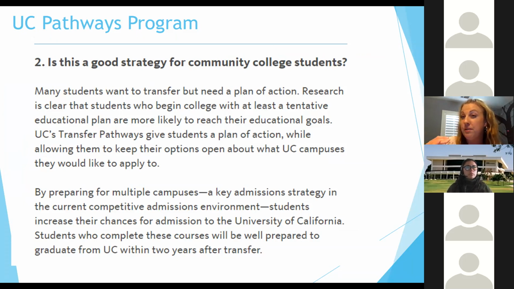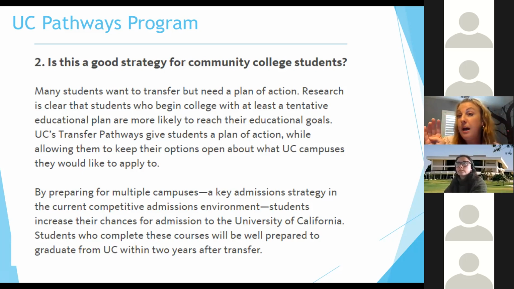It's also important that students want to finish within 2 years when they get there. So that's what they're trying to explain here: it's a key admission strategy in terms of being competitive. You increase your chance for admission. And for those who've completed those courses, and you're on time, you're guaranteed to go in as a junior. If we use that econ example, that was 4 classes, right? 2 econs and 2 calculuses.